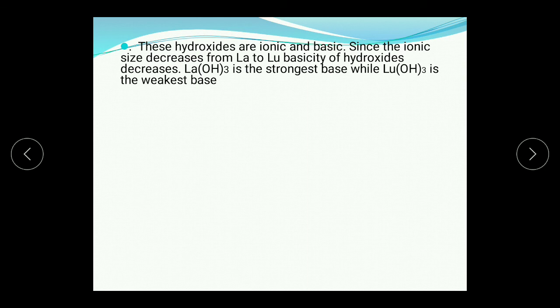And as we have seen that the ionic radii decrease from lanthanum to lutetium, that is 117 picometer to 100 picometer, the basicity of the hydroxides also decreases in that order. That is, from lanthanum to lutetium, basicity decreases. That means lanthanum trihydroxide, La(OH)3, is the strongest base, while Lu(OH)3, lutetium trihydroxide, is the weakest base.